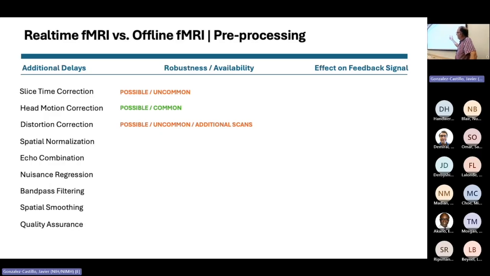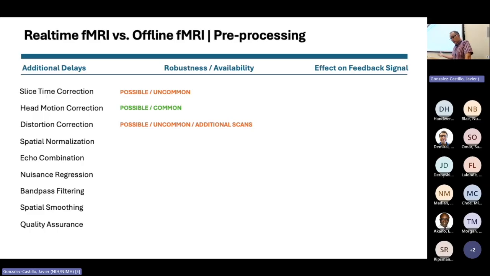Distortion correction is possible, but again, doesn't tend to happen. Again, it's experiment by experiment. If your ROI is in visual cortex, who cares? If your area is in an area with a lot of distortion, it might be important to think about how you do it in real time. But for most experiments, that doesn't tend to happen.